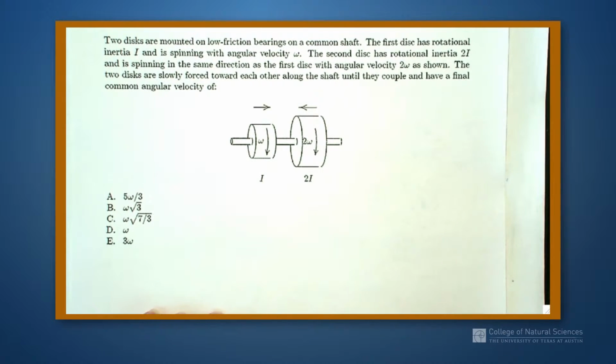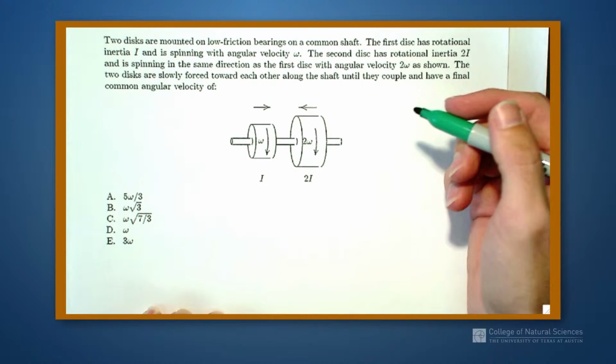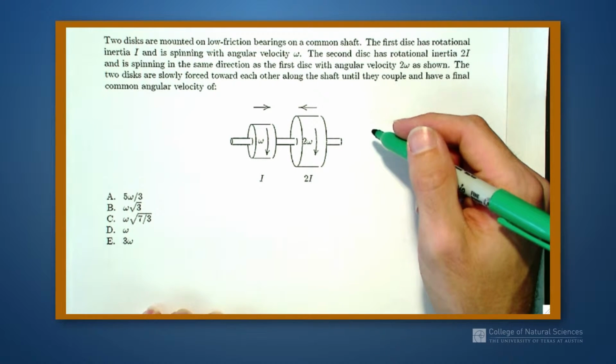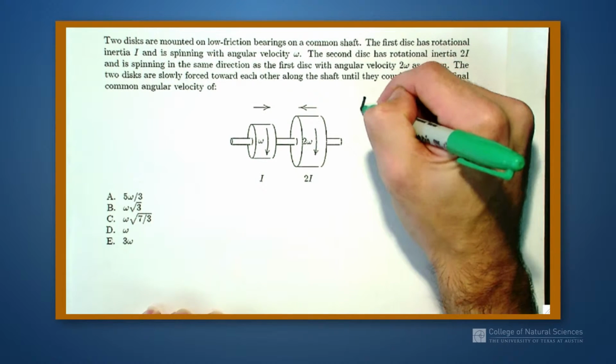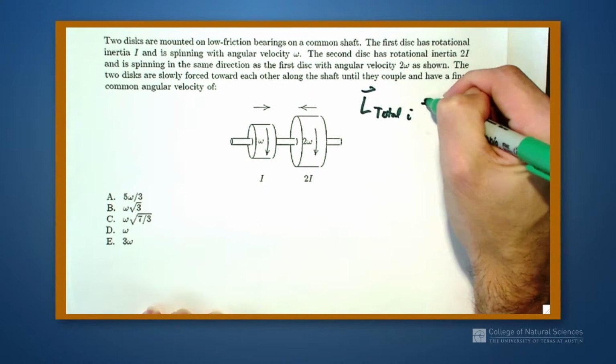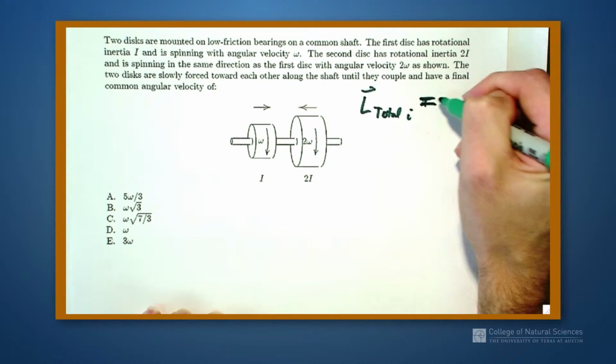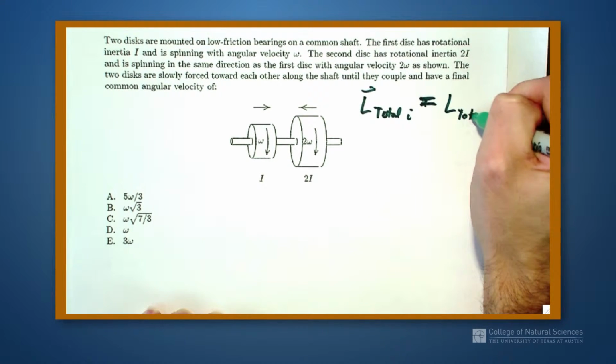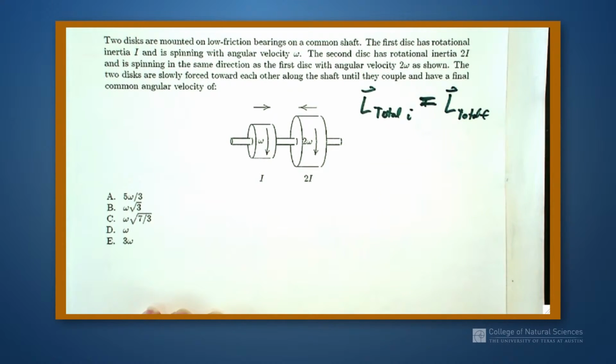Well, this looks like a very good use. This looks like a collision. And when we have collisions, it's a rotating collision, but it's a collision nonetheless. And when we dealt with collisions, we want to deal with momentum, and specifically, we want to deal with angular momentum. So our total initial angular momentum is going to be equal to our total final angular momentum.